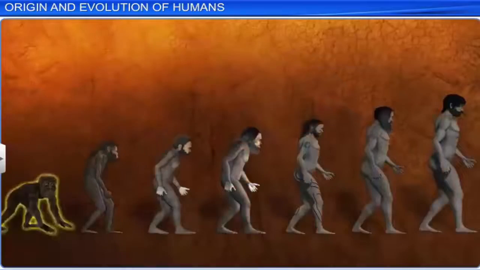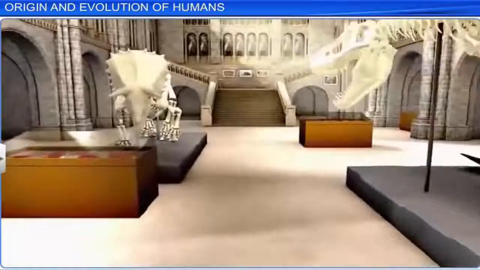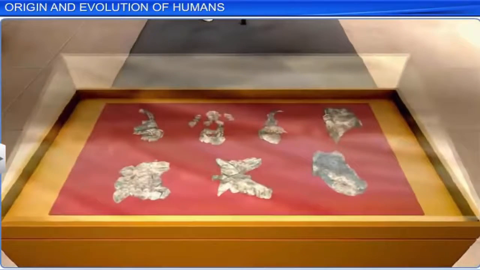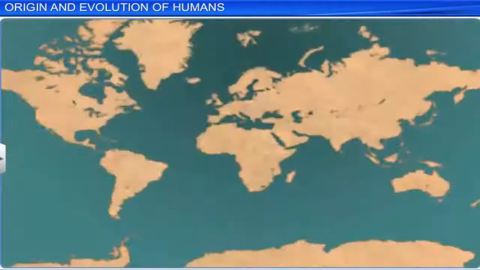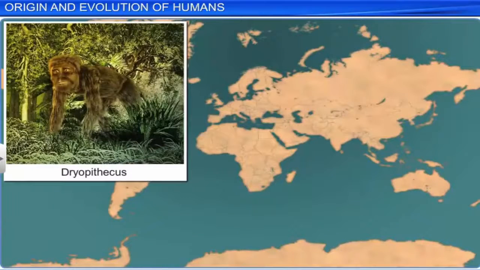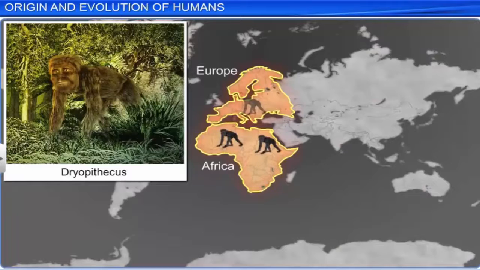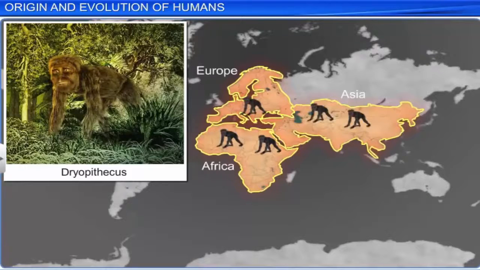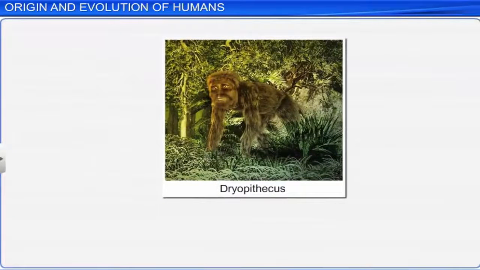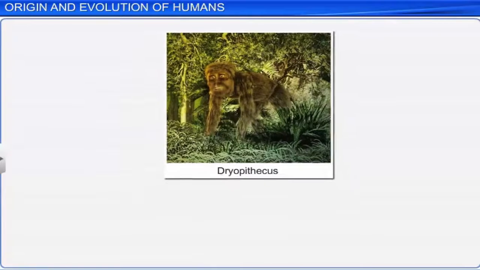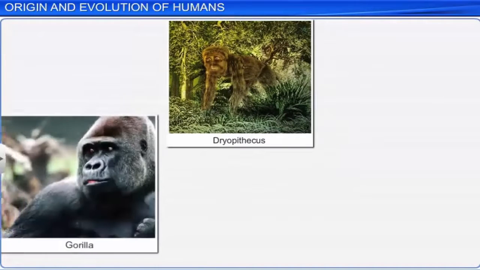The fossil evidence of the Upper Miocene epoch of the Cenozoic era shows that around 25 million to 9 million years ago, Dryopithecus, a genus of ape, lived in Eastern Africa, Europe, and Asia. The term Dryopithecus means the oak tree ape in Greek. It is representative of the early members of the ape lineage, such as gorillas and chimpanzees.